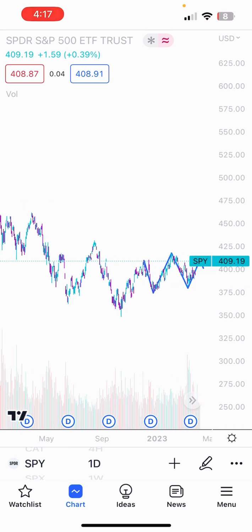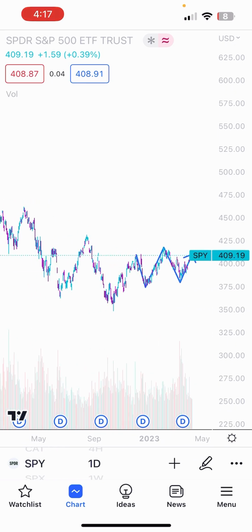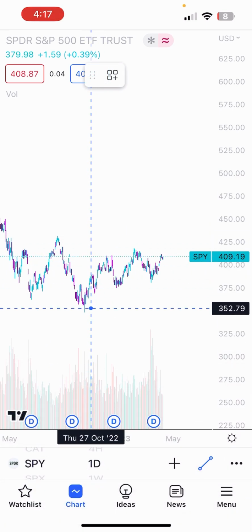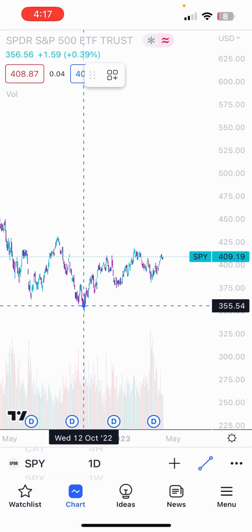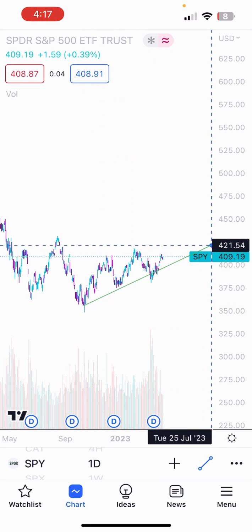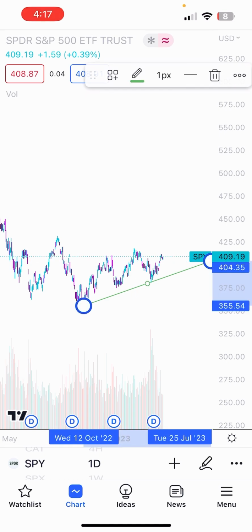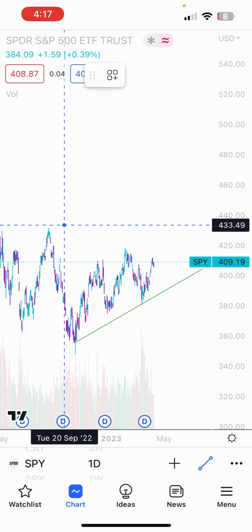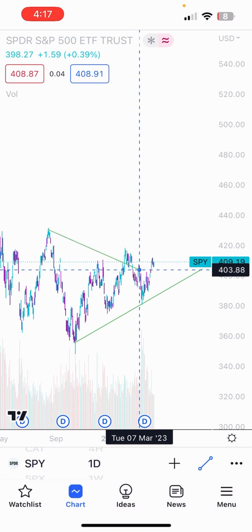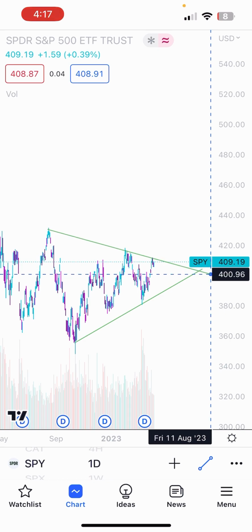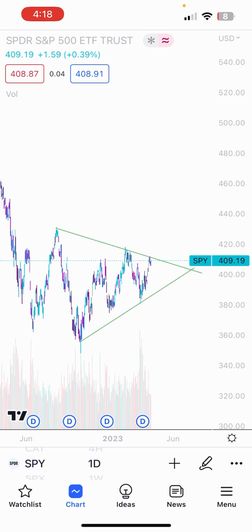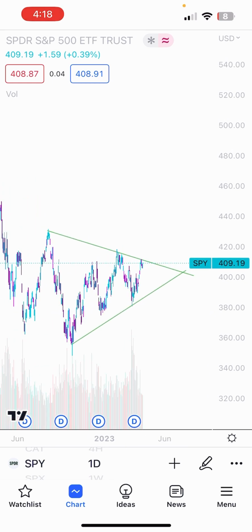Right now, we're gonna look for this one. All right, let me just erase that, and we're gonna draw a wedge right here. It's gonna be like that, and we're gonna draw another line on top of these levels right here. We're gonna go right here, and right here, right? And we're gonna wait for a breakout out of those areas.